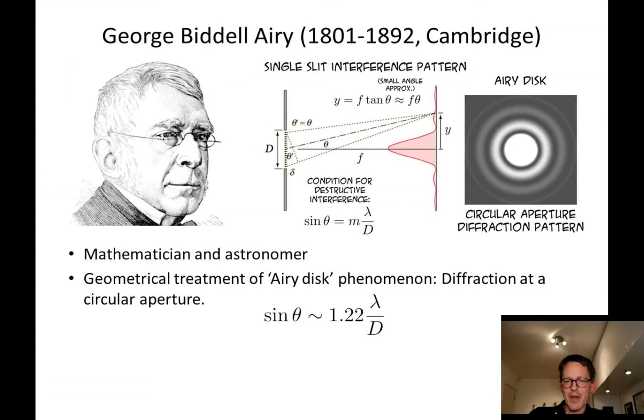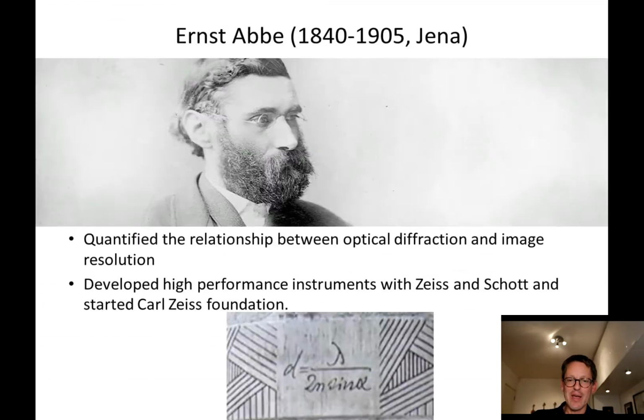given by lambda over D, where lambda is the wavelength of light, and capital D is the diameter of the aperture. So the smaller the diameter of the opening here, the larger the angle theta at which the first minimum appears. So the aperture size and the size of this ring pattern are inversely proportional to one another. Think about this in terms of Huygens principle and try and see why that might be the case.